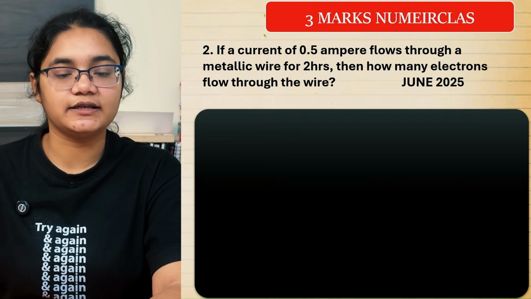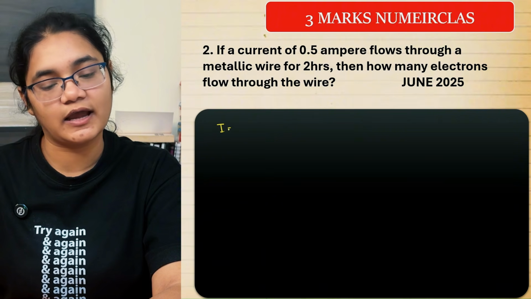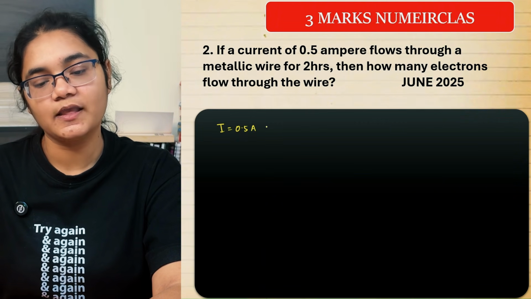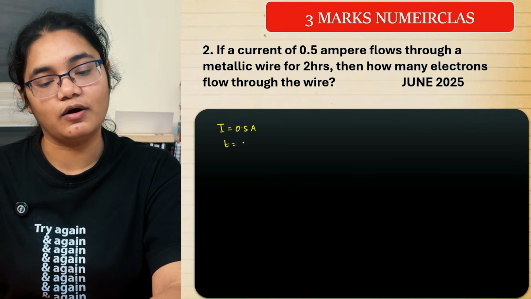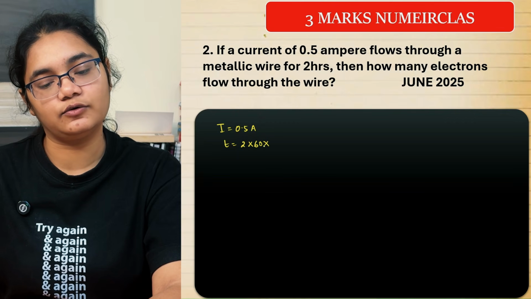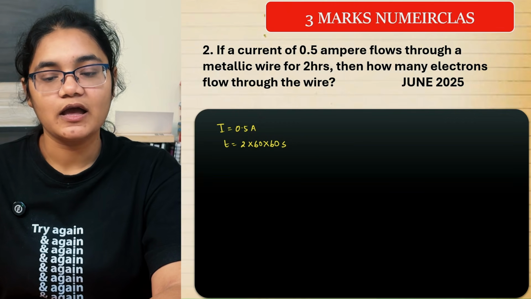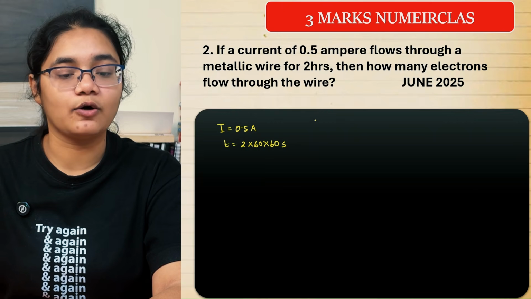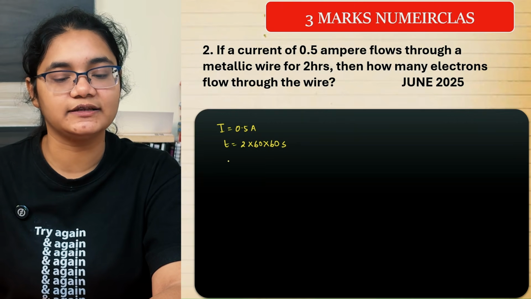Next, the second question here is, if a current of 0.5 ampere, so I here is 0.5 ampere, flows through a metallic wire for 2 hours, so 2 into 60 into 60 seconds, how many electrons will flow through the wire? You can easily calculate this one.